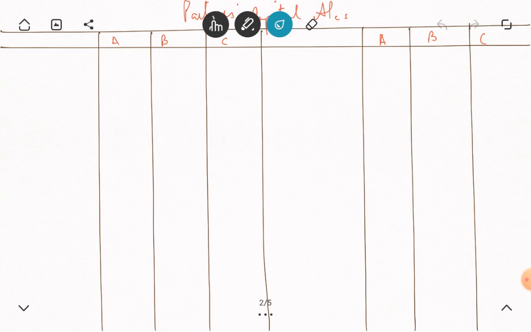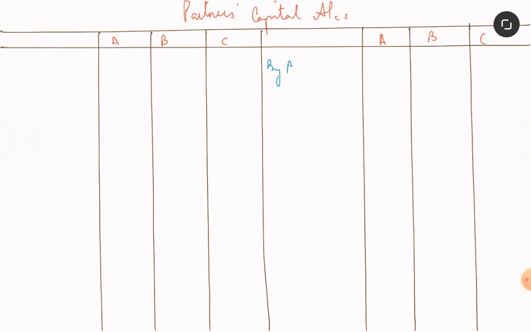Next, they've also asked us to prepare your partners' capital accounts. So let's start with the partners' capital accounts. Remember, when we're starting with partners' capital accounts, we always start with the opening balance. Therefore, let's write down by balance brought down. By opening balance or balance brought down. For A, it's been given in the old balance sheet, 60,000. For B also, it was given as 60,000. And for C, it was rupees 40,000.